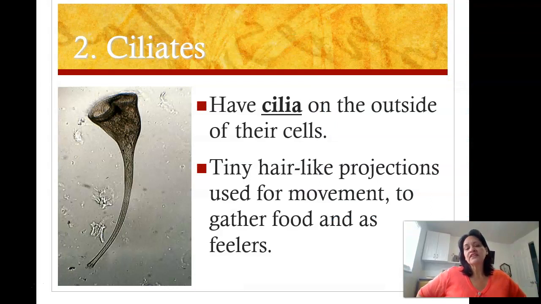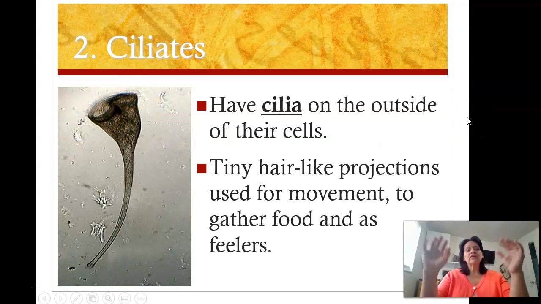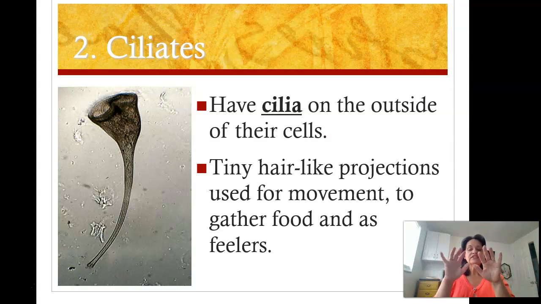Okay, the next group are called the ciliates. They have cilia on the outside of their cells. I don't know if you can see it here, but there are these little fuzzy lines all along this opening here. That's the cilia up there. And they're tiny hair-like projections used for movement and to gather food and for feelers. So these cilia are constantly moving, and it's either bringing in food or helping them to move or to feel things.